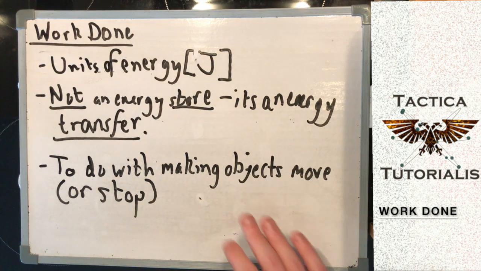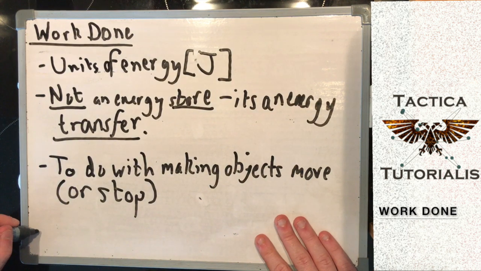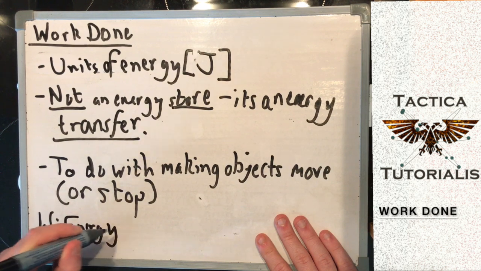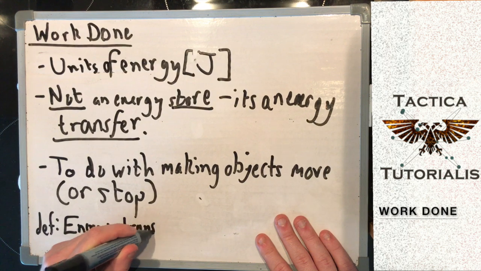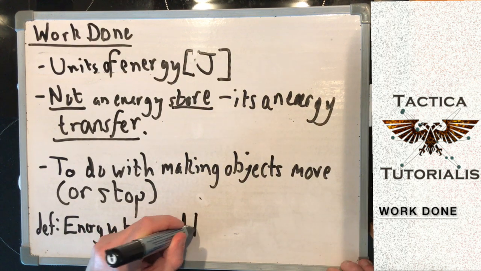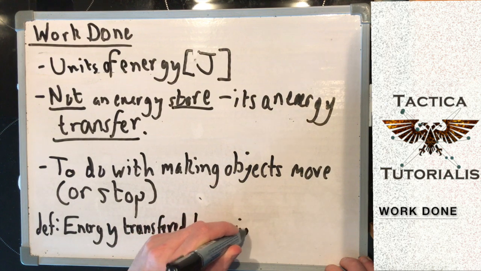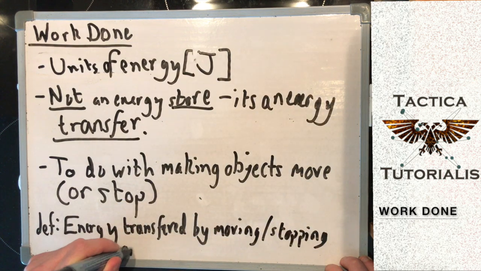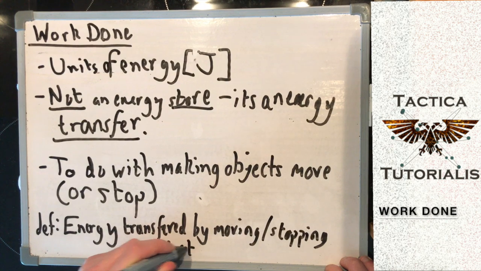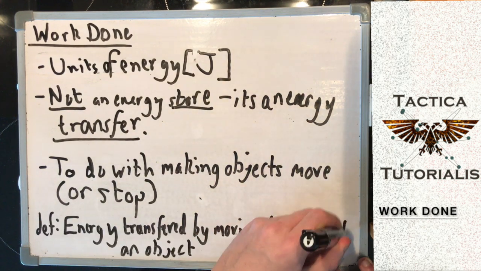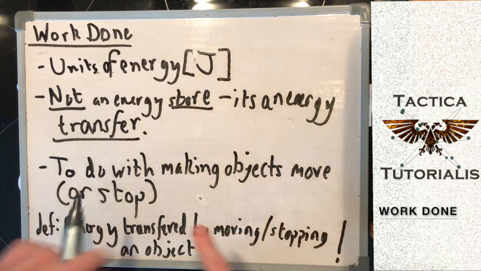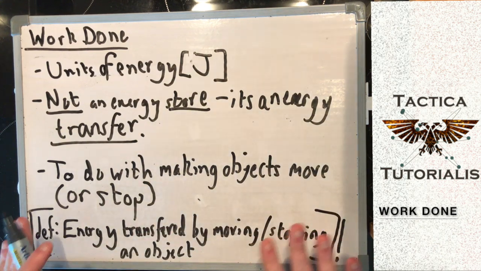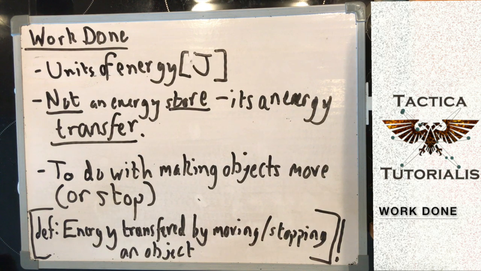So, if I was to write a definition, so you should be making notes as you go, I'll write a little definition here. Work done, I'm going to define as the energy transferred by moving or stopping an object. So put that in a box, just draw a box around it, something like that, because that's the important bit. That's the important definition that I'd like you to take away about what work done is.